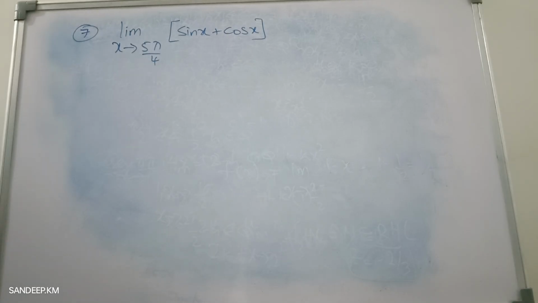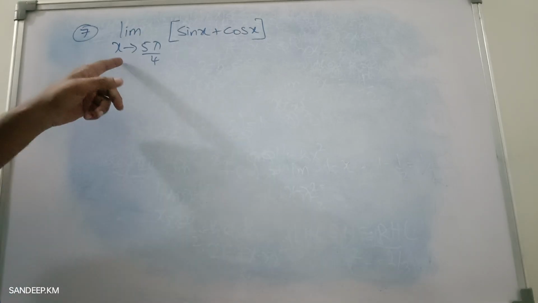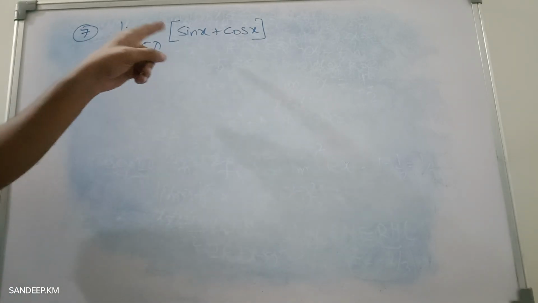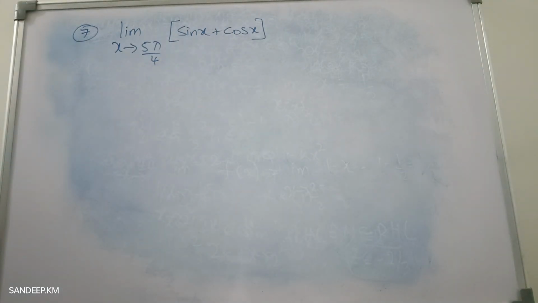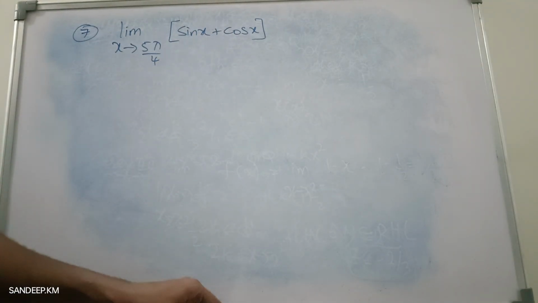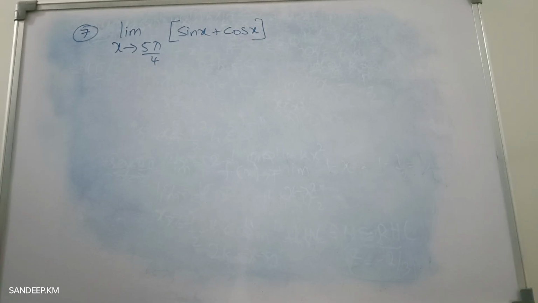Important model question where we are using LHL and RHL to find the answer. Okay, limit x approaches 5 pi by 4, and this is a step function, not a normal bracket. Step of sin x plus cos x, the greatest integer function. Okay, now let us see how to solve this question.